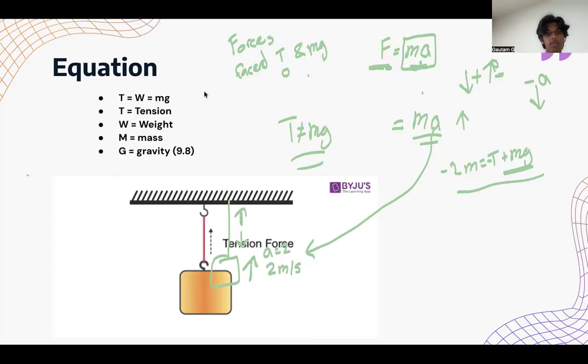The tension will be different when something's in an accelerating frame versus when it's still. When something is still, then the tension is equal to the mass times gravity. But if something's moving, then the tension has to be different because it's moving, correct? Does this make sense to you guys? Sure.